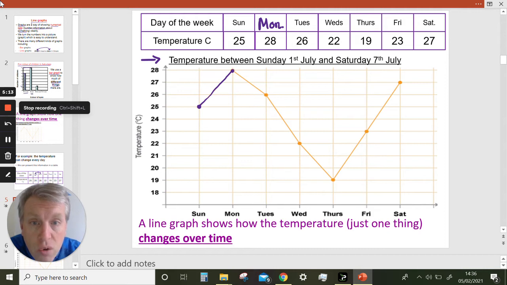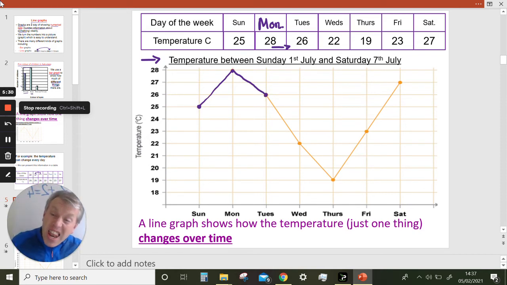Then on Tuesday, the temperature goes down from 28, it goes to 26. So on Tuesday, we go up to 26 and we join it up.